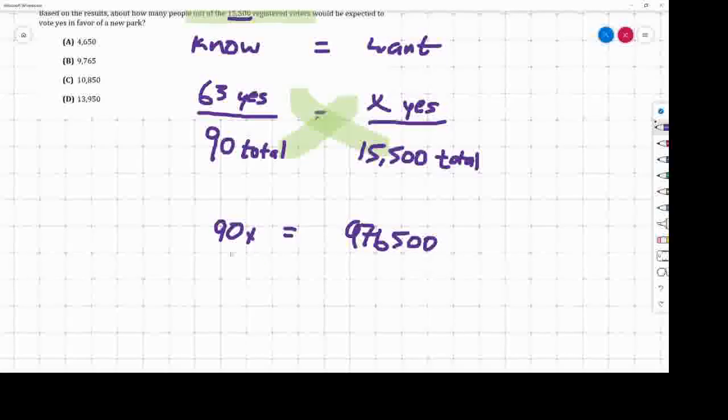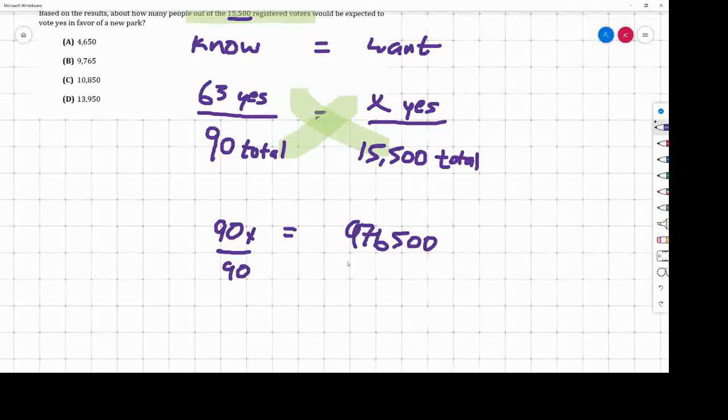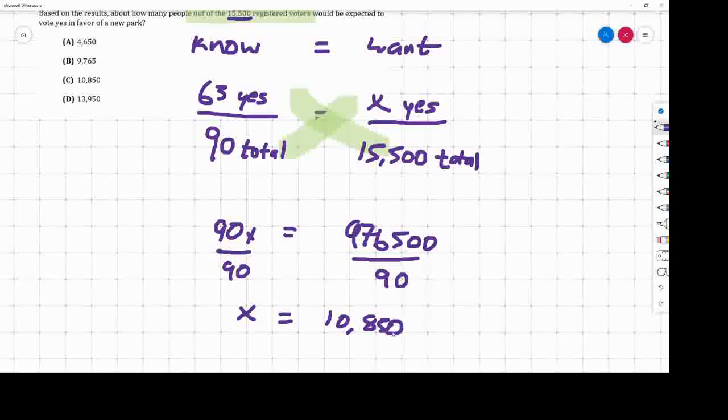Now we need to divide by 90 on both sides. And we get x is equal to 10,850 yes. So based on this ratio that we know, right, 63 said yes out of the 90, out of 15,500, this is how many are expected to say yes, 10,850. So that means our answer is going to be C. All right.